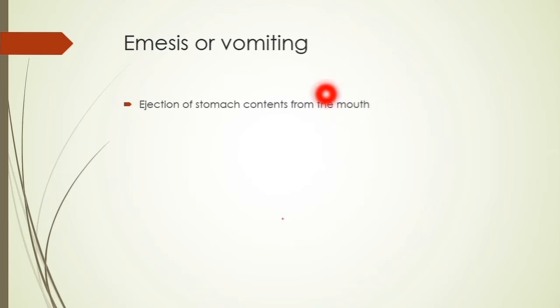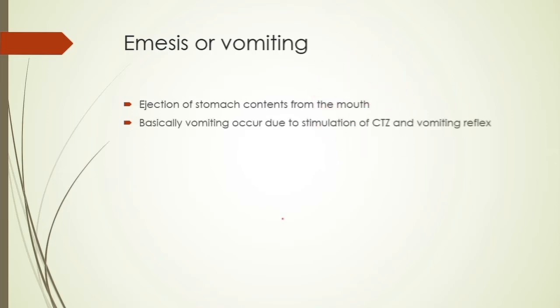And how is vomiting initiated? Vomiting is initiated basically by the stimulation of a center called the chemoreceptor trigger zone, or for short, the CTZ center, which is present in the medulla oblongata, outside of the blood-brain barrier. And it can also be initiated by a vomiting reflex in the vomiting center, or we can say VC.